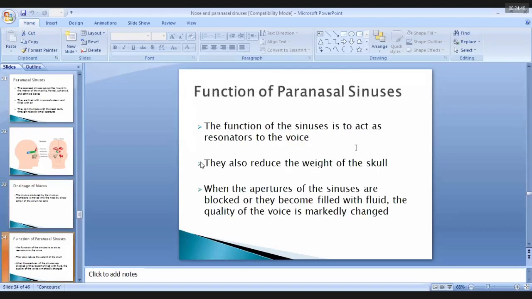The function of these paranasal sinuses: because they are air-filled cavities, their function is to act as resonators of the voice. Second function, they reduce the weight of the skull because they are only air-filled cavities. When the apertures or openings of these sinuses are blocked or they become filled with fluid, the quality of the voice is markedly changed.